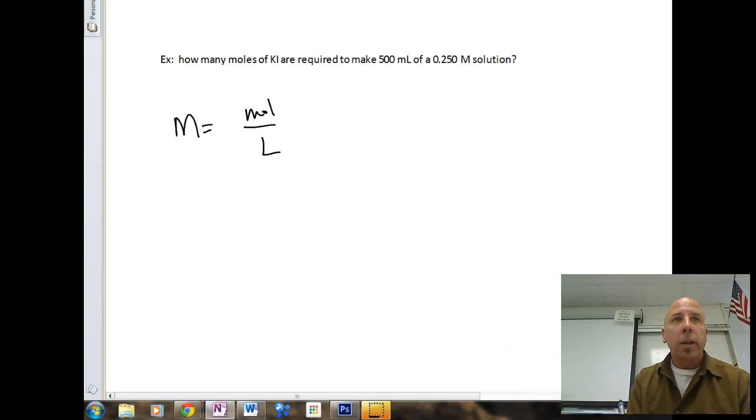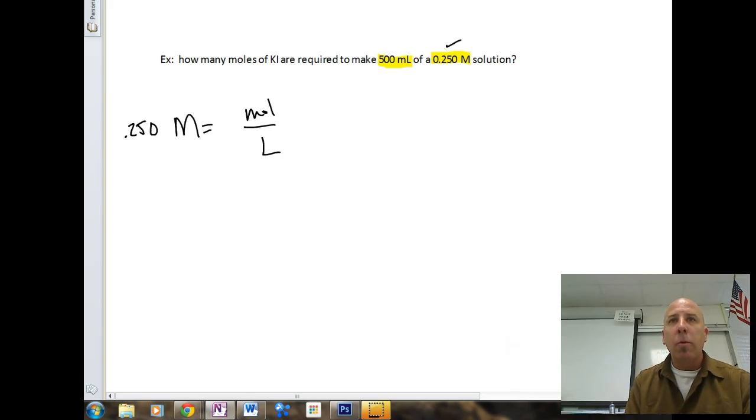Let's take a look here. It says how many moles of potassium iodide, KI, are required to make 500 milliliters of a 0.250 molar solution. So we have some values that we can plug directly into this formula. First off, we have the 0.250 molar solution. I also have 500 milliliters.